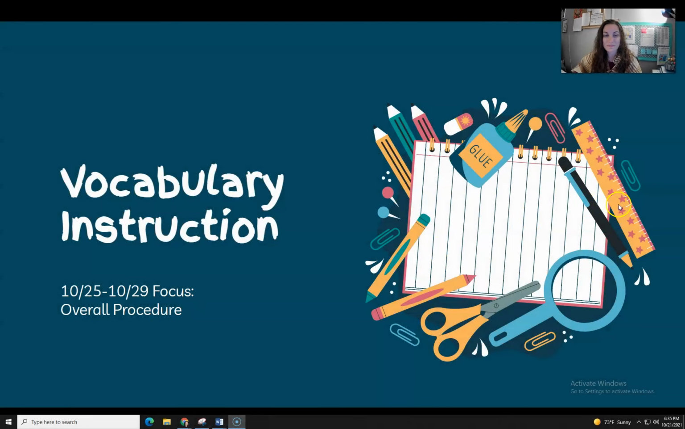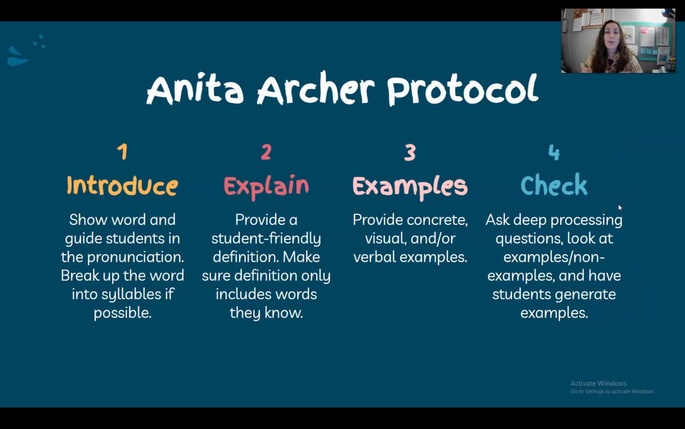Overall procedure. So for your Anita Archer protocol, there are 4 main sections. Of course, we're going to add to these sections as we go, and I'll show you some best practices to put into your lesson. But 4 main practices are going to make up the meat of the lesson.